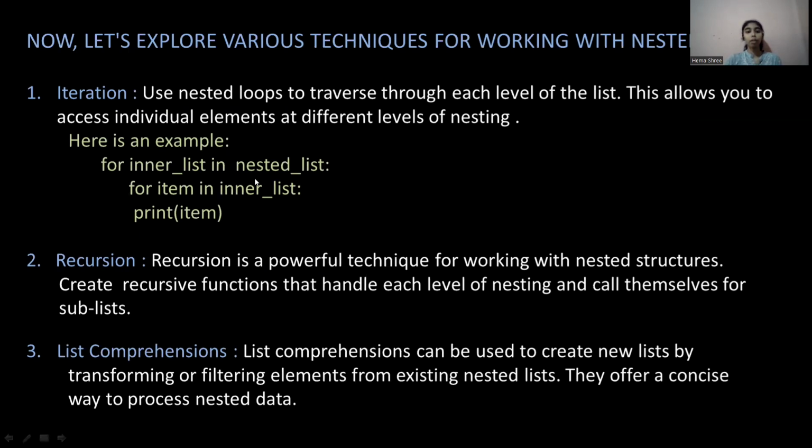Second is recursion. Recursion is a powerful technique for working with nested structures. Create recursive functions that handle each level of nesting and call themselves for the sublists. Third is list comprehension. List comprehension can be used to create new lists by transforming or filtering elements from existing nested lists. They offer a concise way to process nested data.